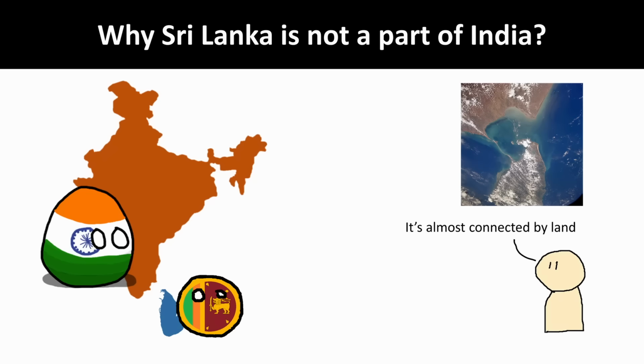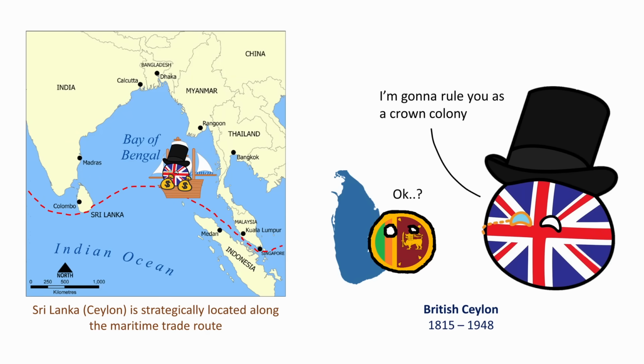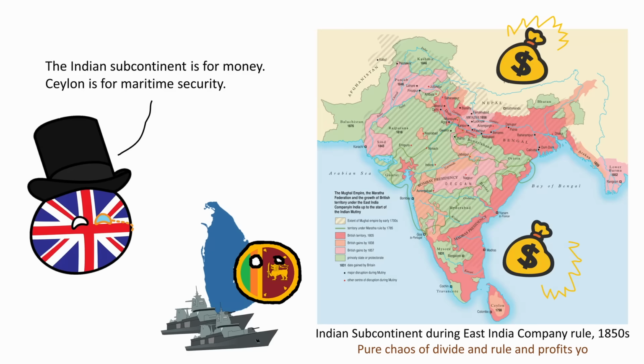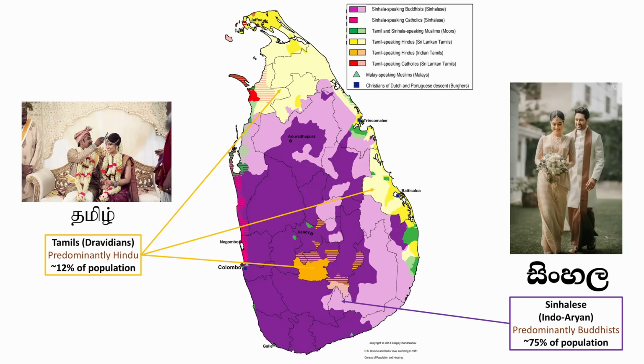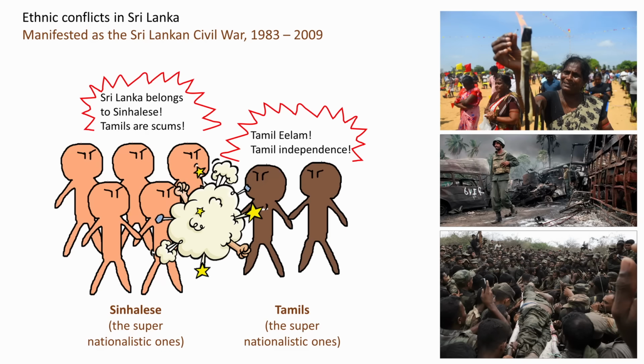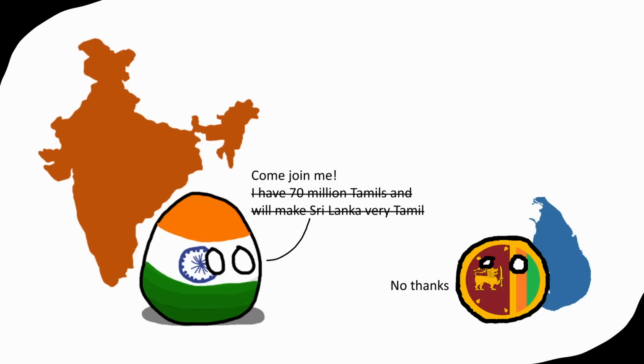What about Sri Lanka, which is just next door? Well, this is because the Brits decided to administer this strategic island as a crown colony, rather than via company rule like the mainland, which focused on profits. Besides, Sri Lanka is dominated by the Indo-Aryan Sinhalese Buddhist people, not exactly friendly with the Dravidian Tamil Hindus, and thus not too ideal to be combined with India.